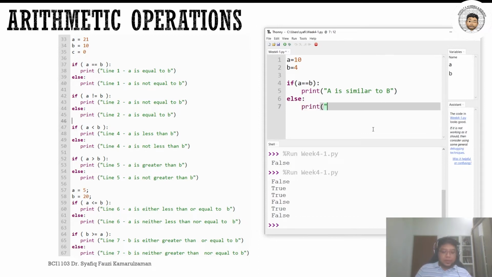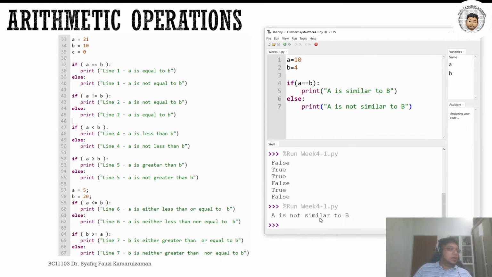Print A is not similar to B. So here is one case. When you run it, what you get is A is not similar to B. It means that it skipped this one because this one is false.